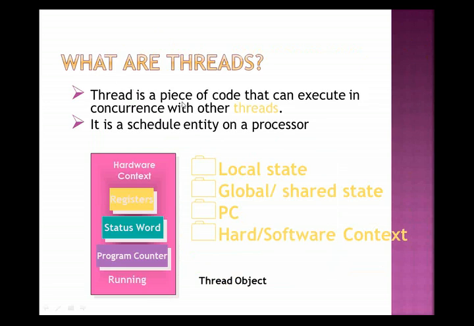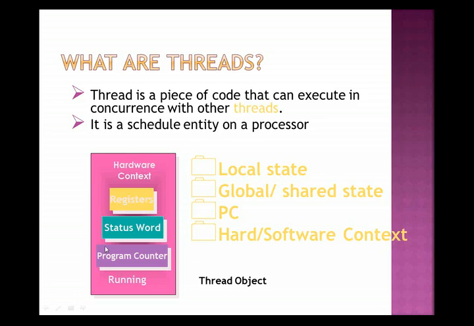Now, first of all, what are threads? A thread is a piece of code that can be executed concurrently with other threads. That is, it is a piece of code that can execute, a program in context, that can execute in concurrence with other threads. That is, more than one thread executes at the same time. It is a schedulable entity on a processor, that is, scheduled whenever it is applied on the processor.